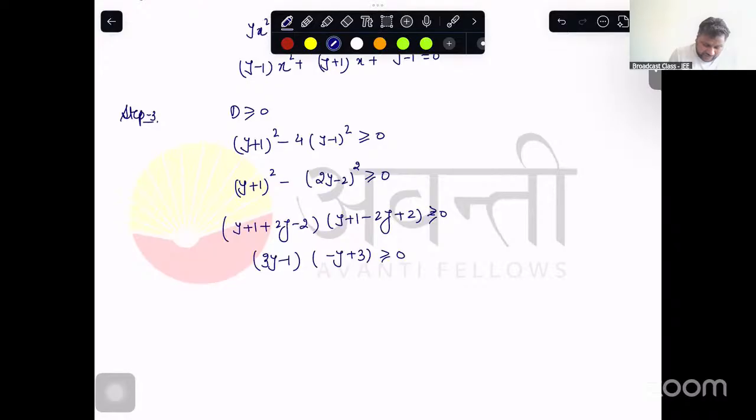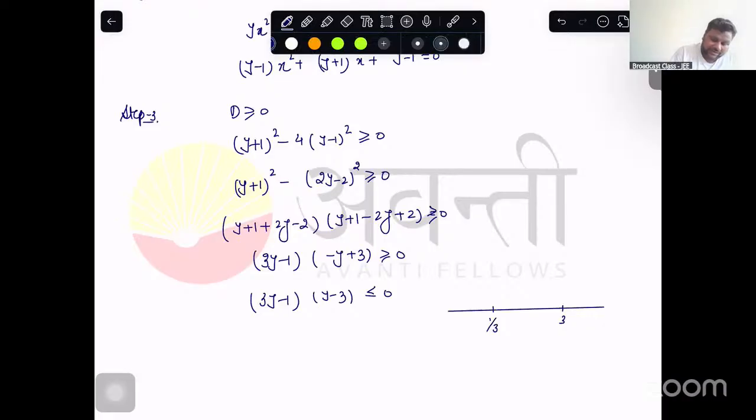Adjust it with a negative sign. So it is (3y minus 1) into (y minus 3) less than or equal to 0. Now make a number line. Mark the zeros of the left side polynomial, 1 by 3 and 3. So any value greater than 3, if you put into this expression, you are going to get positive. Any value lying between 1 by 3 and 3, say you put 1, what is happening at 1? 3y minus 1 is positive, y minus 3 is negative, so it is going to be negative. And if it is less than 1 by 3, say 0, again it is positive. So this is the region you have been looking for, 1 by 3 to 3, because it is negative in this region. So your answer is y belongs to [1 by 3, 3].